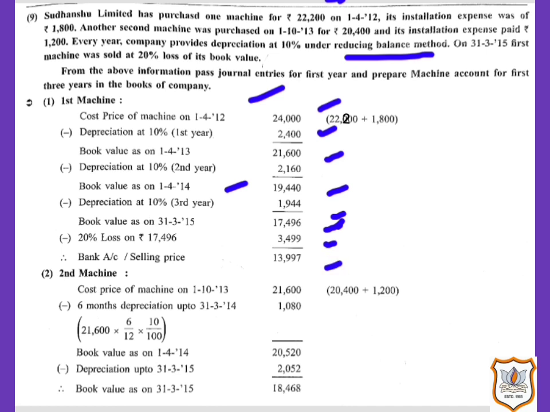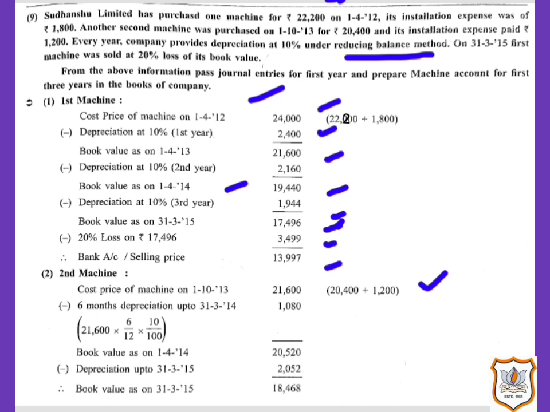Now let us see the calculation for the second machine. Here the cost price of the second machine, which was purchased on 1st October 2013, is 21,600. That is, it was purchased for rupees 20,400 and installation expense is rupees 1,200. So 20,400 plus 1,200 will give us the cost price of the machine, that is 21,600.